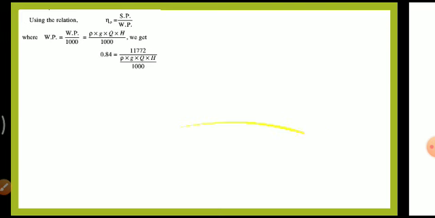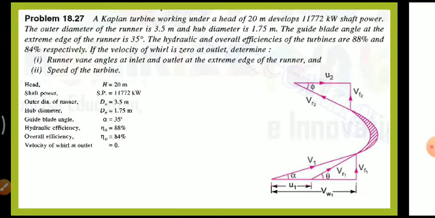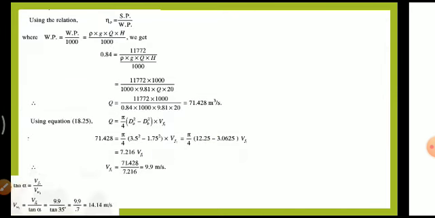And from the triangle, if we know the value of Vf1 and if we know the value of alpha, which is given as 35 degrees, we can calculate the value of Vw1. By using the equation, tan alpha is equal to Vf1 by Vw1, we can calculate the Vw1 as 14.14 meter per second. So we got the value of Vf1 and Vw1.